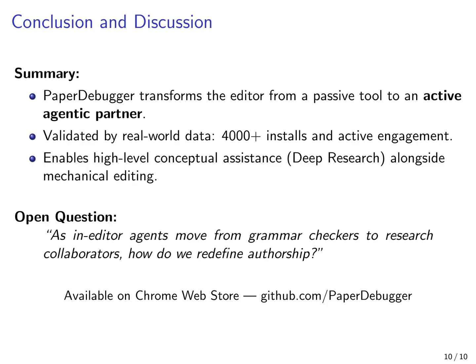So ultimately, what we're seeing here is a fundamental shift. Tools like PaperDebugger are transforming the editor from just a passive place where we type words into an active agentic partner. It becomes a collaborator that can help us not just write, but think. And that, of course, leaves us with a really big question to chew on. As these in-editor agents get more and more powerful, moving from grammar checkers to research collaborators, how do we, as a community, start to redefine authorship? Where does the human's contribution end and the AI's begin? It's a tricky, fascinating problem, and I think we're going to be talking about it for a long, long time.